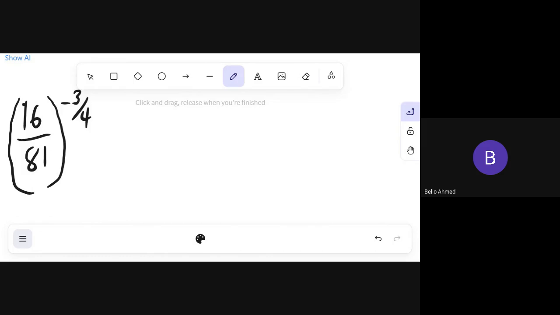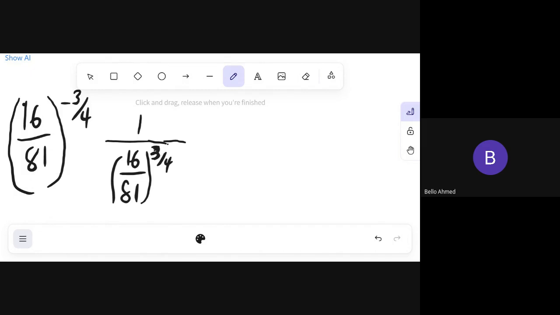So it is going to be 1 over, of course, this minus is 1 over. Then I'm going to rewrite the question again. So that is going to be 1 over 16 over 81, everything raised to the power of 3 over 4. Now, where did the minus go? Of course, the minus has been used to write 1 over.